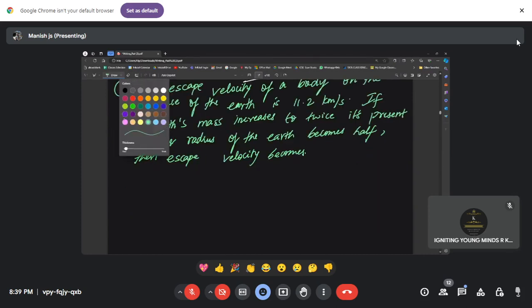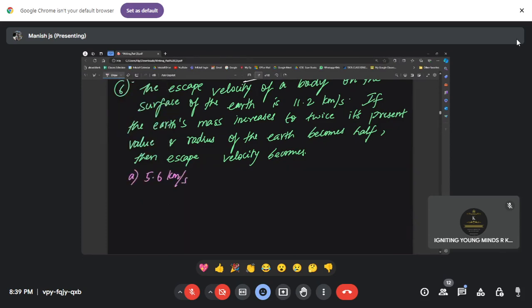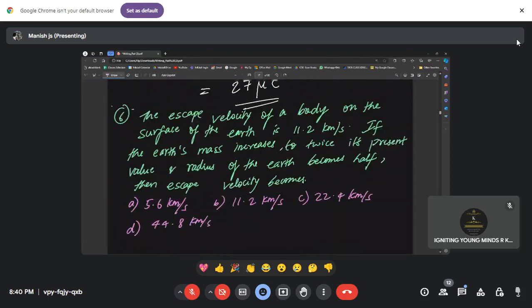So the options are: option A, 5.6 kilometers per second. Option B, 11.2 kilometers per second. Option C, 22.4 kilometers per second. And option D is 44.8 kilometers per second. These are the options. Now go through the question.